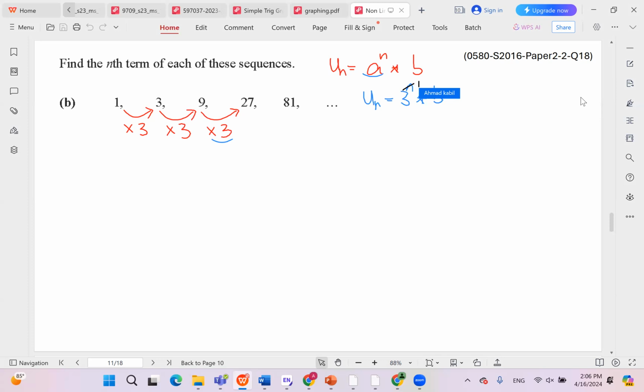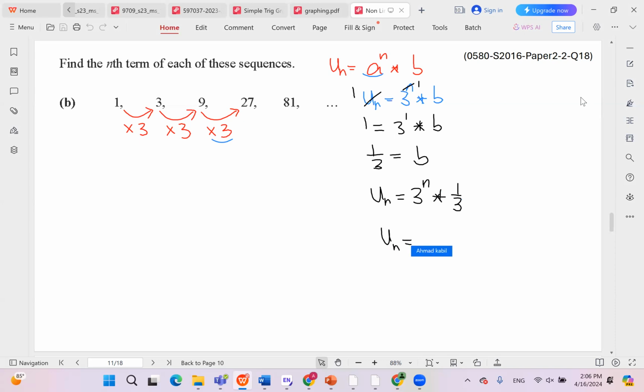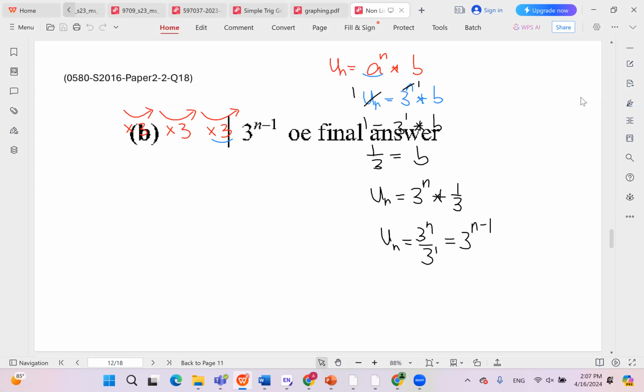So if we put here n equals 1 and un is the first term, so 1 equals 3 power 1 times b. And therefore, 1 over 3 equals b. So the answer is un equals 3 power n times 1 over 3. Of course, this can be simplified using your knowledge of exponentials. Un equals 3 power n over 3, and you can subtract the powers. So this is like 3 power 1. So this becomes 3 power n minus 1 as a final answer. And 3 power n minus 1 is the correct final answer.